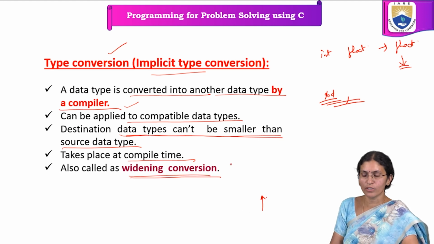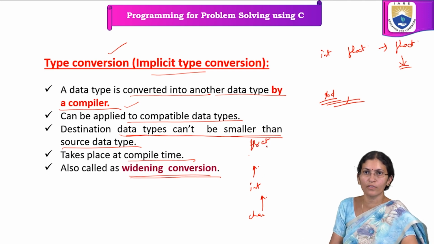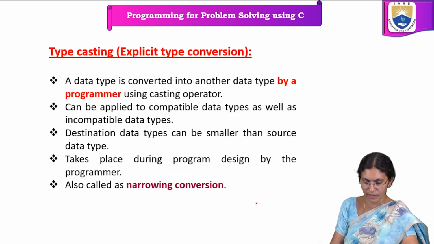This follows according to the table. Character can be converted to int, then float, etc. Float can be converted to double and so on. This follows the hierarchy or rank of the data types which we have already seen.